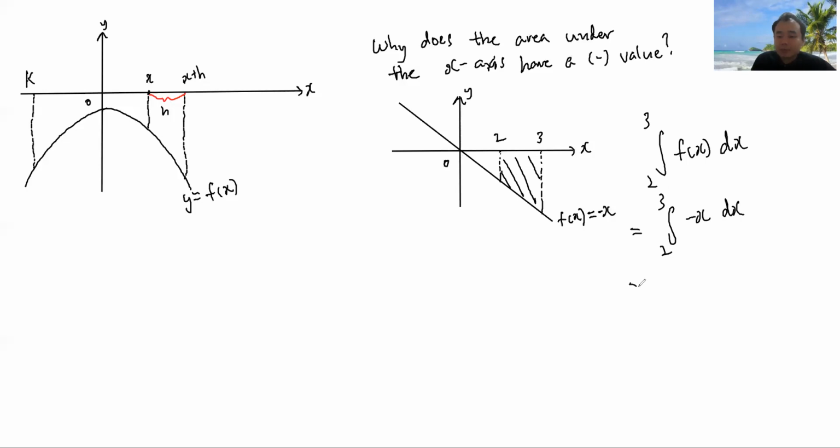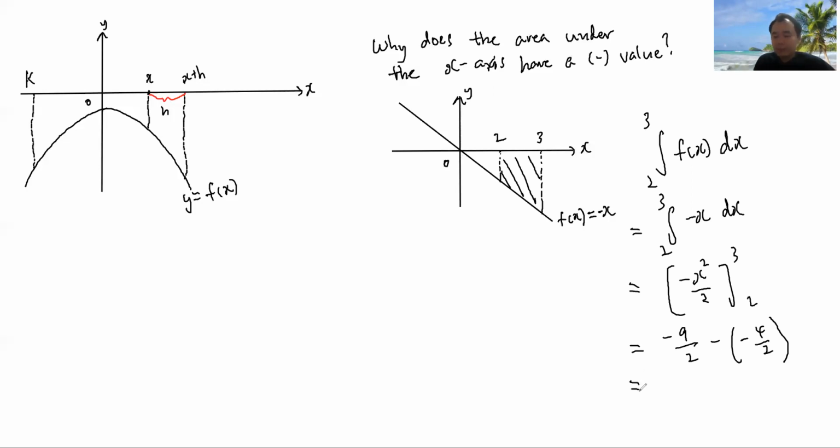The integrand is negative x, so integrating negative x gives negative x squared over 2. Now we bring in the limits. This is basically negative 9 over 2 minus negative 4 over 2. So this is actually a plus: negative 9 plus 4, which is negative 5 over 2.